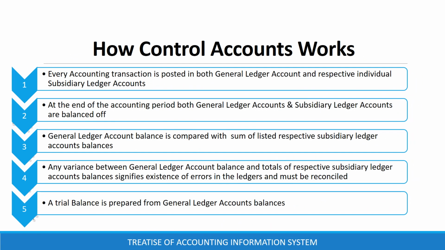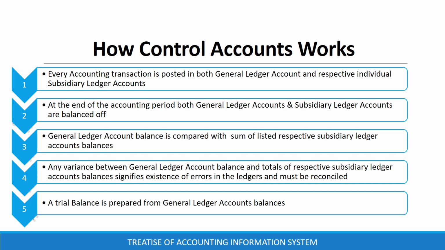The following are 5 steps that show how control accounts work. At first, every accounting transaction is posted in both the general ledger account and the respective subsidiary ledger account. This is done by ensuring that the totals of journals are posted in the general ledger account, while individual transactions in the journals are posted in the respective subsidiary ledger accounts.